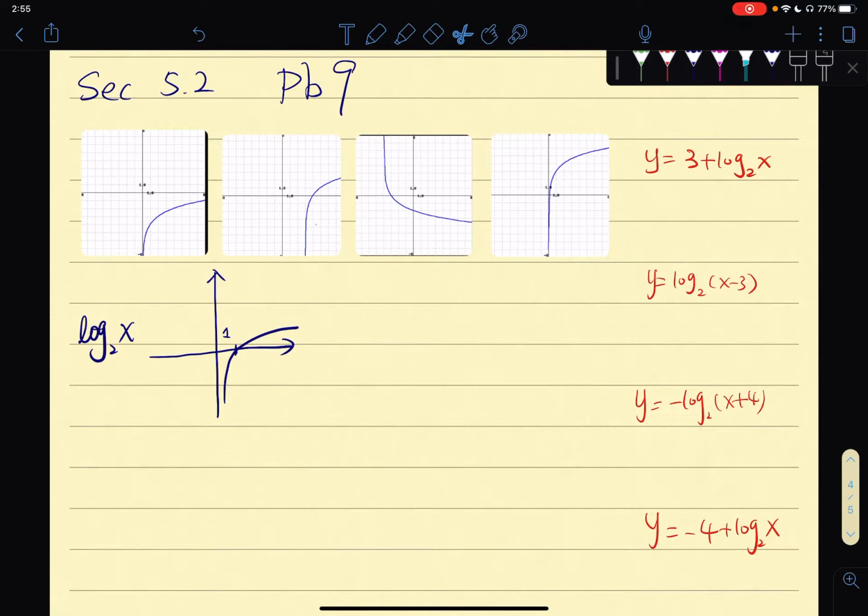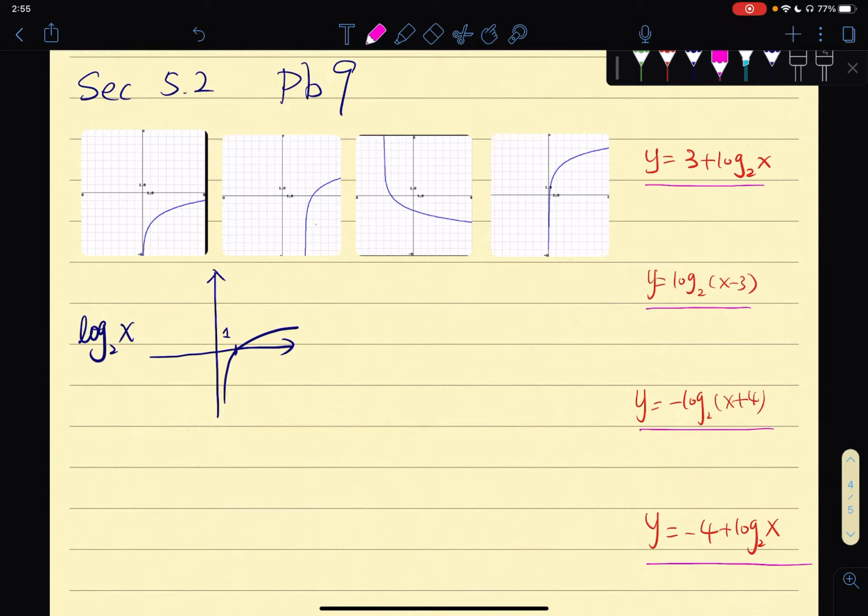So let's discuss problem number 9 from homework section 5.2. In order to solve this problem, it asks you to identify the matching between graphs and the mathematical expressions we have written on the right side. So the minimum expectation I have in general is for you to understand what the basic graph is like for exponential functions and logarithmic functions.